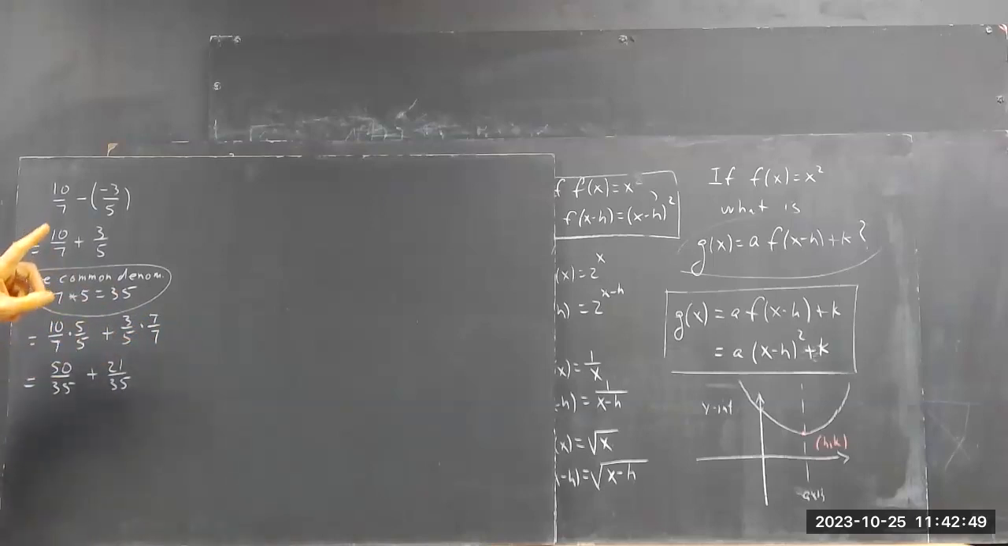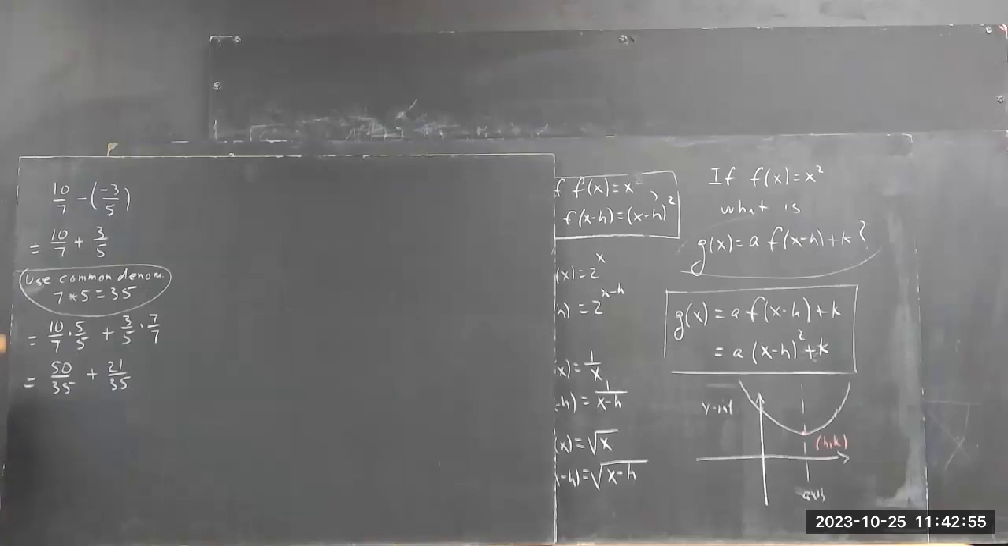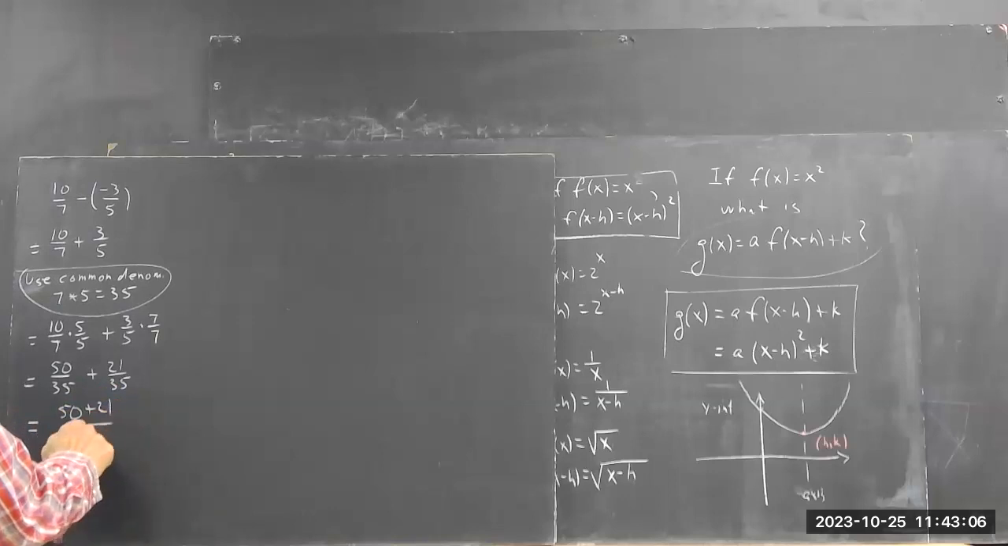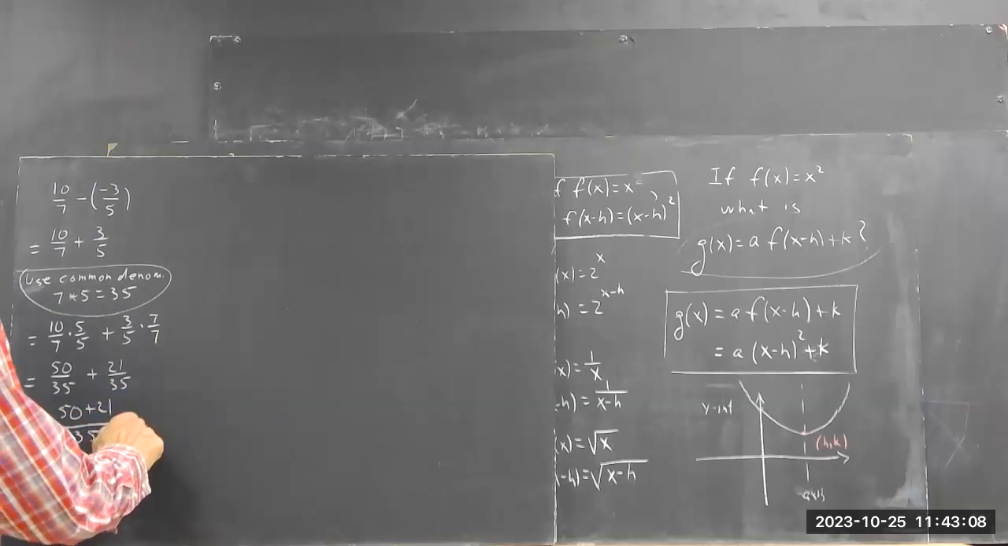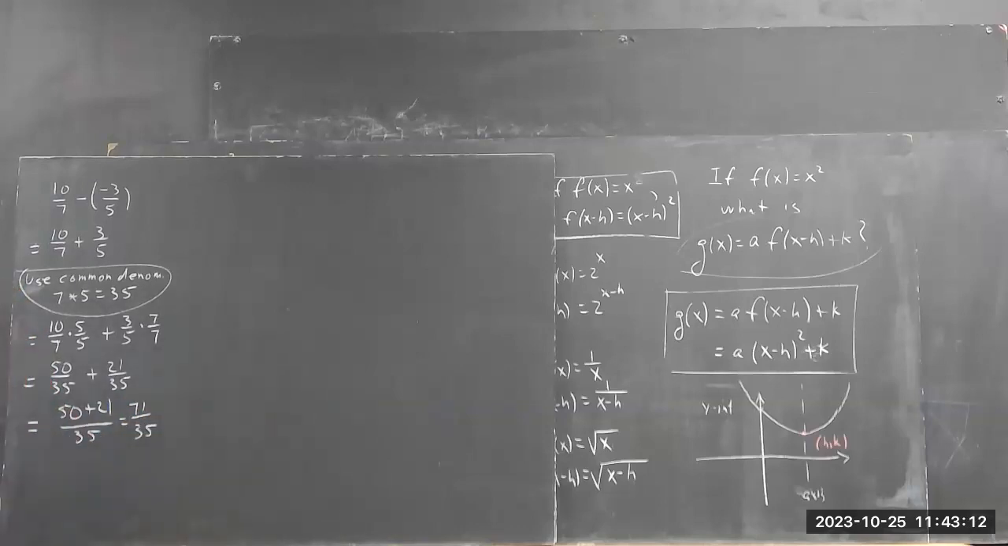A number over itself is equal to 1, so we haven't changed the value. When we multiply something by 1, it retains its value. That's the whole principle behind this. Okay. Now we have the same denominator. So this is 50 plus 21 over 35, which equals 71 over 35. 71 is a prime number, so this won't reduce.